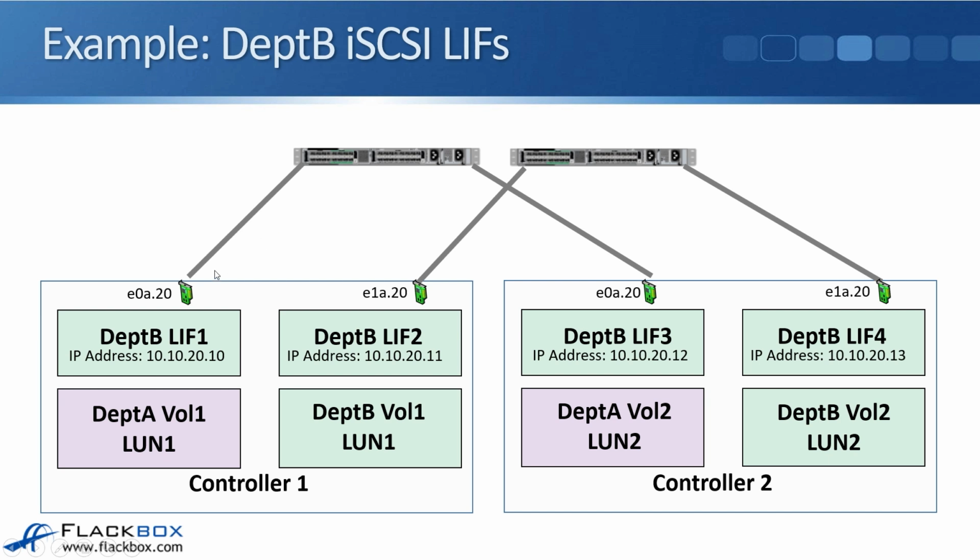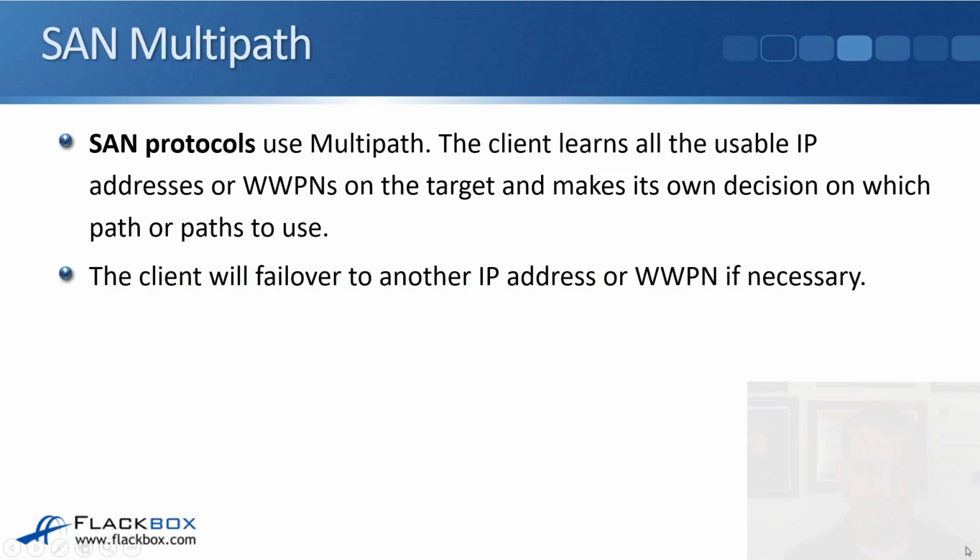We configure VLAN interfaces for Department B. So Department A was using .10 and VLAN 10. Department B, for this example, we're going to use .20 and VLAN 20, and we configure that on each of the physical ports again. Then our LIFs for Department B are going to be in a different IP subnet. So Department A was 10.10.10, Department B is 10.10.20, and we're using .10, .11, .12, and .13 again. So that's how we're laying out our LIFs for this example.